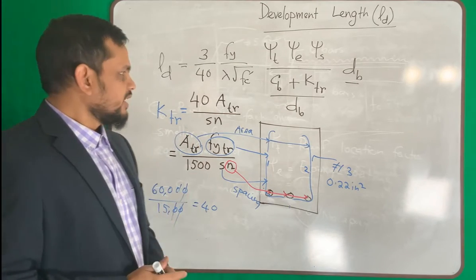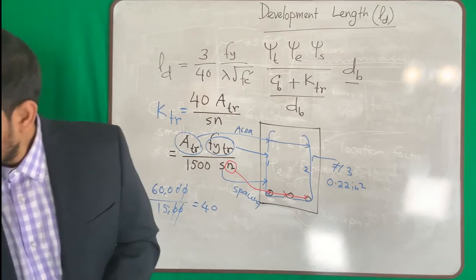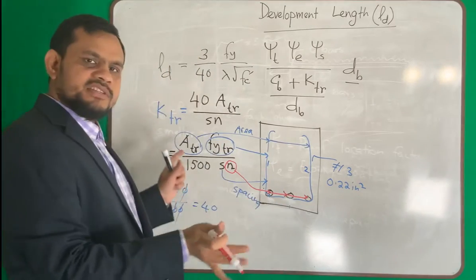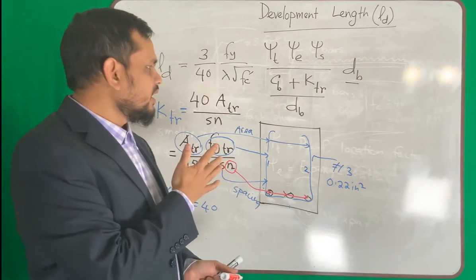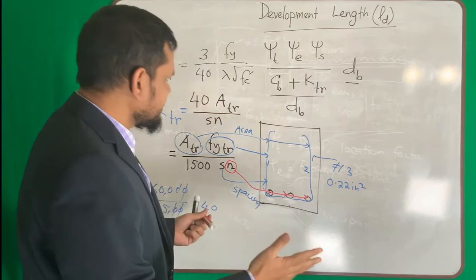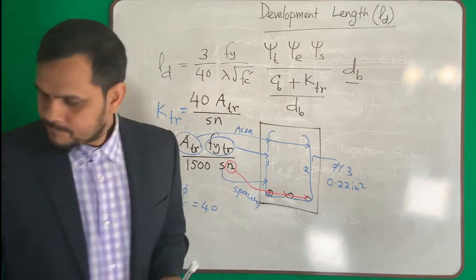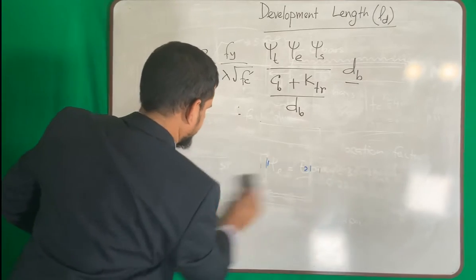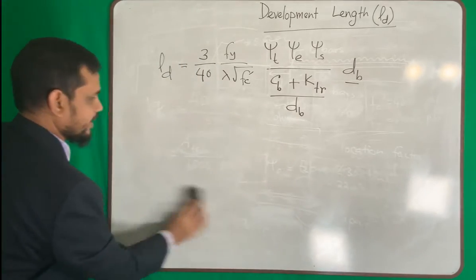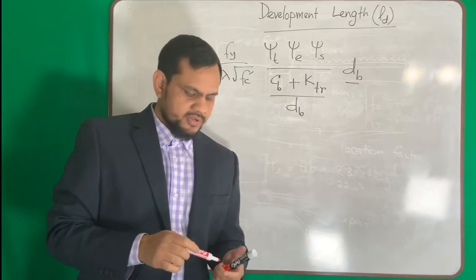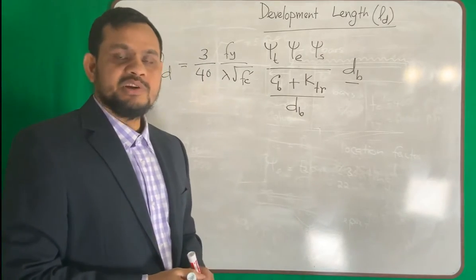Some more discussion here. This KTR, okay, it is done. So my discussion is done, just to extend my discussion. Maybe I can erase this. Now this is only for a straight bar. If we use a hook, that is a different equation.